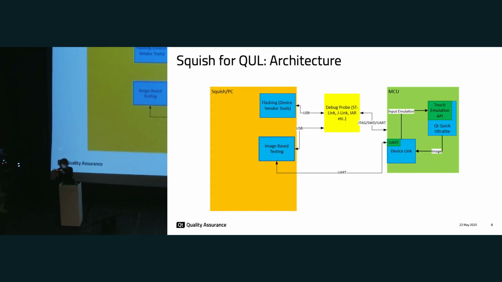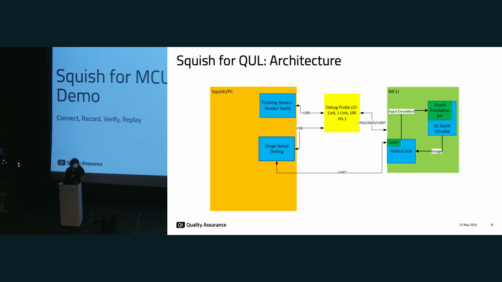What we also need is the serial connection to my PC. That will help me retrieve the image data from the Qt Ultralite application and do image-based testing with it. And on the PC, on my laptop, I have Squish. I have the IDE, the command line interface, and I also have vendor tools, which come from the third-party vendors that actually sell these MCU devices. And I use their tools to communicate with the device and to flash it.